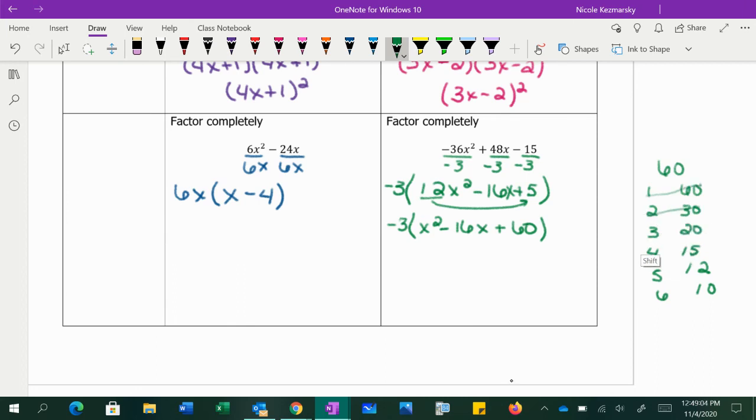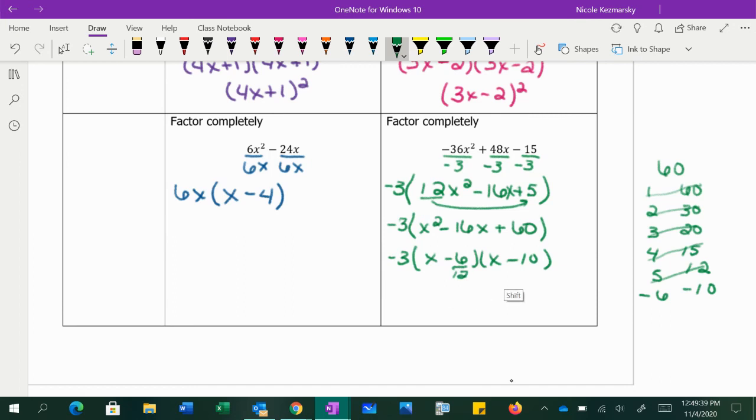Those are too far apart. That's going to get me 23 and 17, so not quite. That's going to get me 19 and 11. That's not it. That's going to get me 17, but not 16. So it looks like 6 and 10. And they're both going to have to be minus to get me a negative 16, and when multiplying, give me a positive 60. So I will set up my parentheses. We'll do x minus 6 and x minus 10.